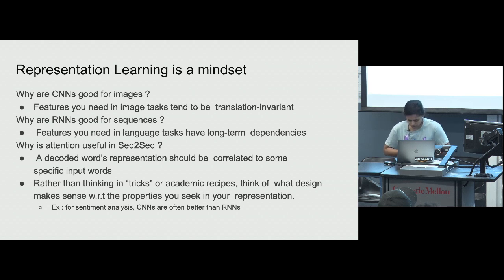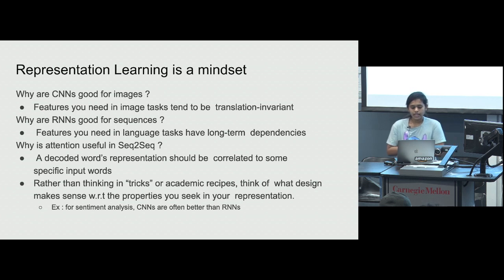The main thing that we would recommend is that rather than focusing on tricks or academic recipes, think of what design makes sense with the properties you seek in your representation and the kind of task you're doing. This is also useful for your project, because we have seen a lot of students come up and say that there is this project that we want to try, and we just want to use GANs. But before using fancy architectures, it's very important that you think if it works for your task and if it makes sense to use that architecture for your task. And we would always suggest to start simple and then increase the complexity of your architectures.